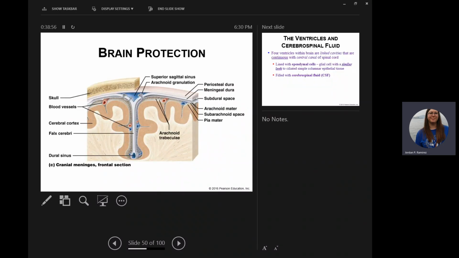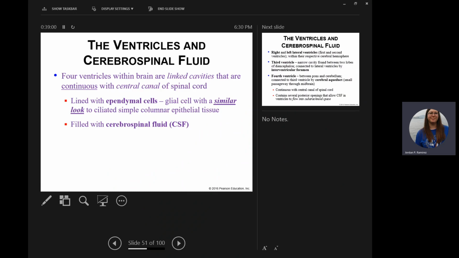Okay, and this is just showing you a pictorial representation of what I just said. Meningeal layers, brain protection, same thing, only zoomed in. All right, so those were our meningeal layers. Let's talk about our ventricles. So 4 ventricles within the brain are linked cavities that are continuous with the central canal of the spinal cord. They're lined with ependymal cells. Ependymal cells, again, are neuroglial cells that are specific to the central nervous system.